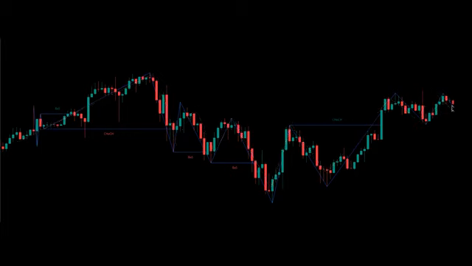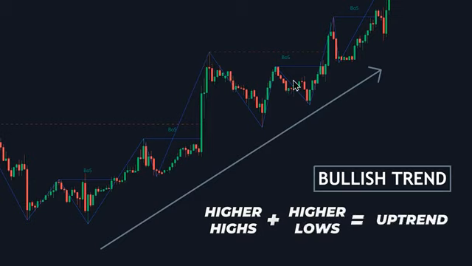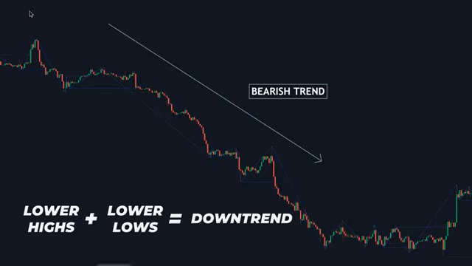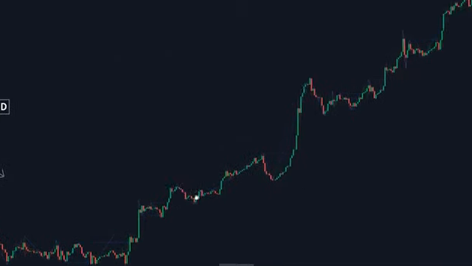The zigzag lines connect swing highs and lows, filtering out smaller price movements and focusing on the most significant shifts in price action. For example, when the zigzag forms higher highs and higher lows, it indicates an uptrend. Conversely, lower highs and lower lows signal a downtrend. This visual representation makes it easier to identify the overall market direction at a glance.